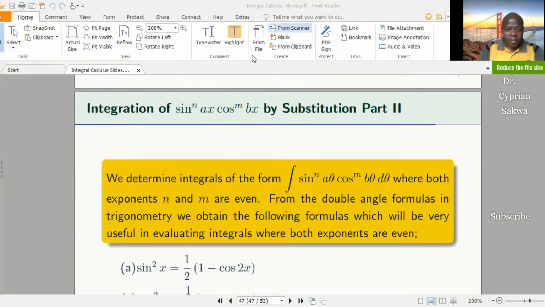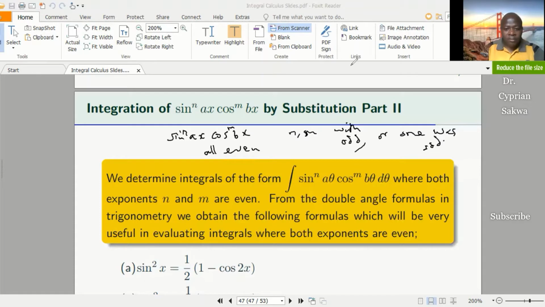In part 1, we looked at integration of sine of x raised to n times cos of x raised to m, where the exponents n and m were either both odd or one of them was odd. In the current video, we're looking at the same integration of sine and cosine products, but this time the exponents n and m must both be even. So if all the exponents are even, then we follow the methods that I'll show in this video.